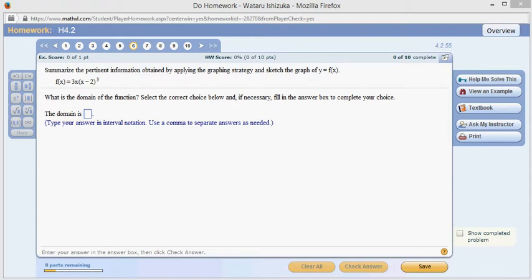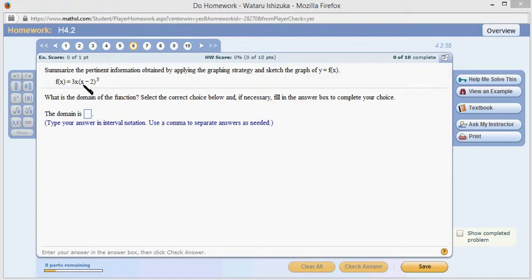Alright, let's look at homework 4.2, problem number 6. We want to sketch the graph of f(x) = 3x(x - 2)^3. Alright, so let's do that. First question, we want to find its domain.